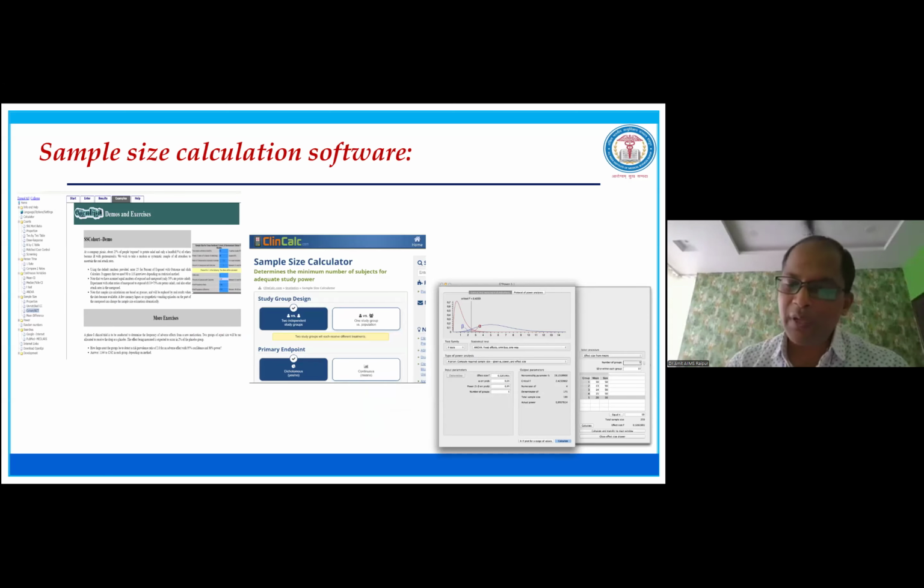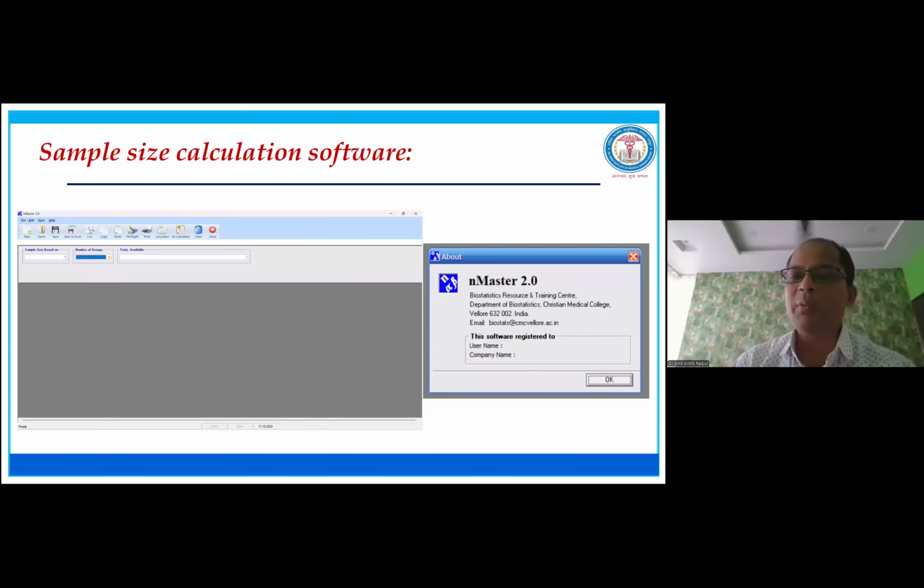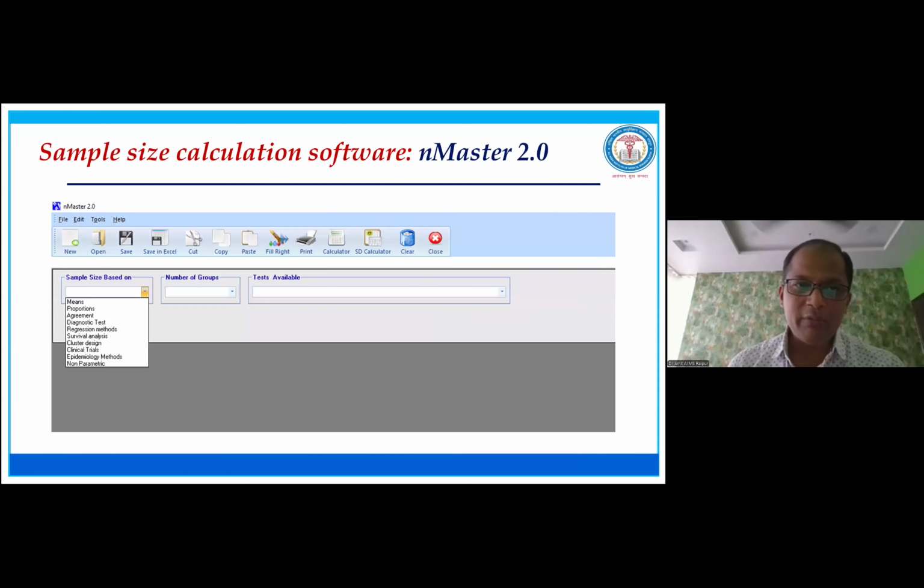There are different software packages available in the market. A few are freely available, a few are paid, to calculate the sample sizes. But for the last many years, the software which I am using for sample size calculation is nMaster version 2. This software is developed by the Biostatistics Resource and Training Center at CMC Vellore. This is very user-friendly. You can see the interface, and it is very easy to use for sample size calculations. It is based on the outcome variable and the epidemiological method.